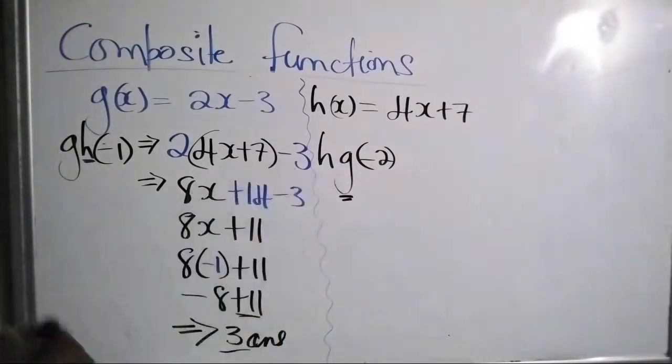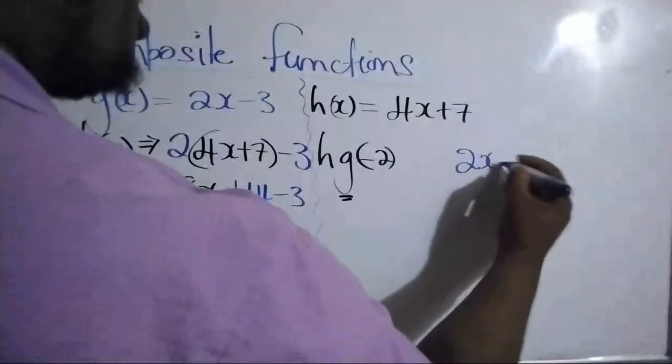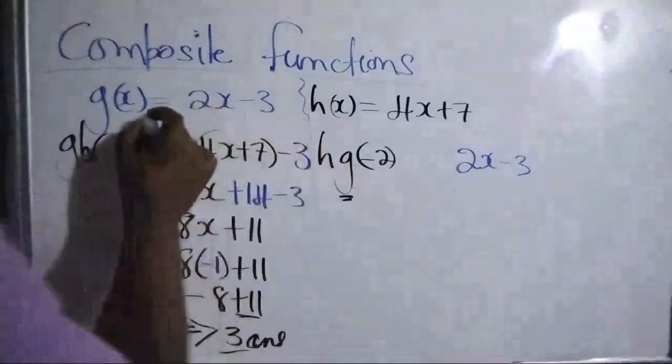Alright, let us look at HG now. So G says 2x minus 3. So write back that first. Remember, write back the last function. G last, write back G. Alright?